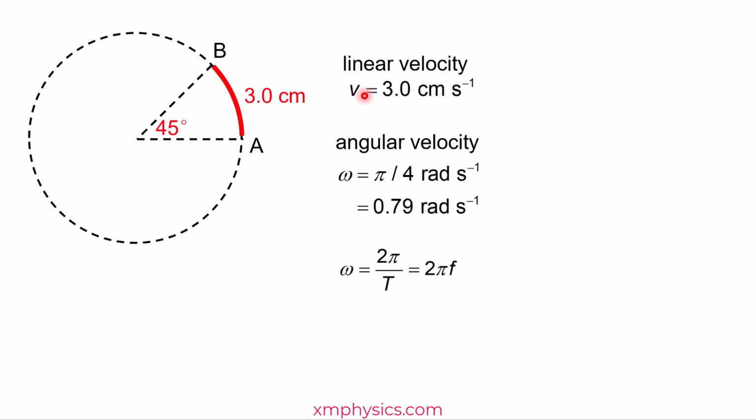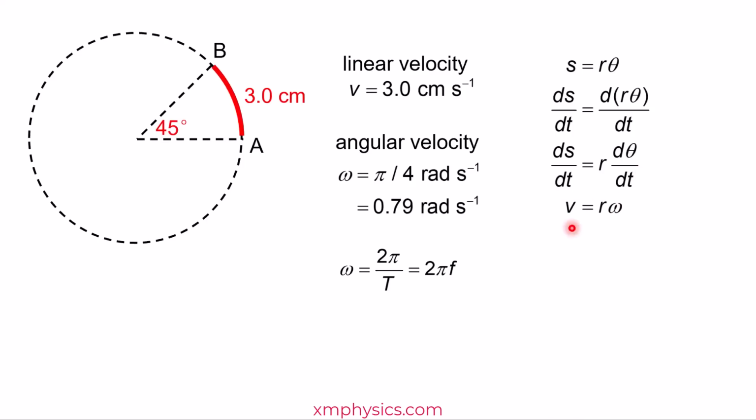Okay, is there a relationship between v and omega? Definitely there is. So we start from s equals r theta. So the arc length is equal to the radius times theta. Differentiate both sides, then pull out the constant r, right? What is ds/dt? Isn't that just the linear velocity? And what is d theta/dt? The rate of change of angular displacement. That would be just omega. So v is equal to r omega. So this is another formula which is very important. So keep it at the front of your head.